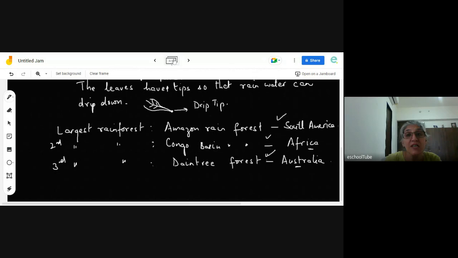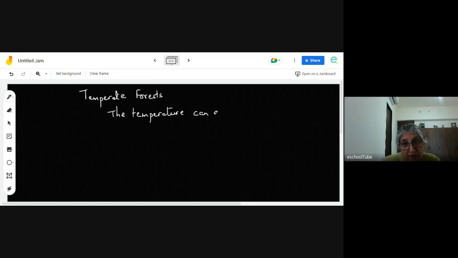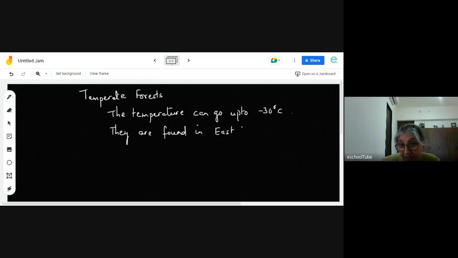So what are we doing now? Temperate forests. What kind of temperature is there in temperate forests? The temperature can go down to minus 30 degrees Celsius in the winter. What else? They are found in East America, Asia, Europe.